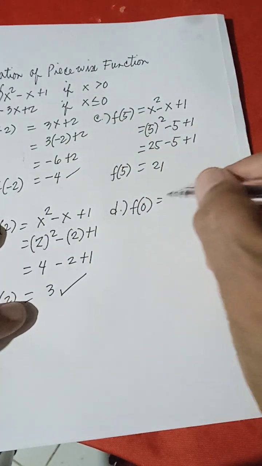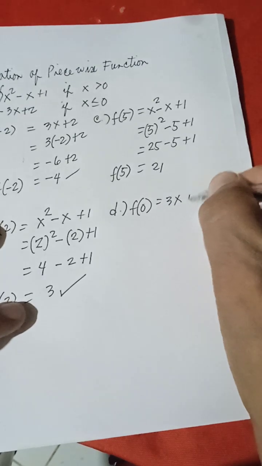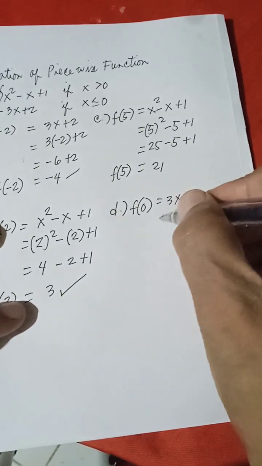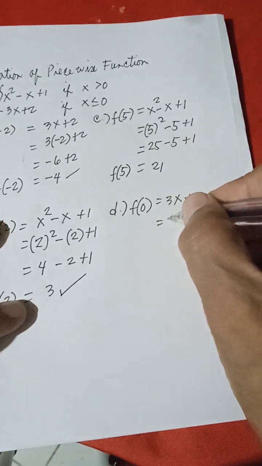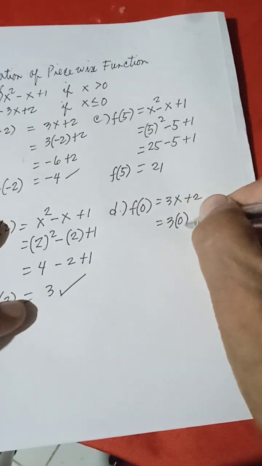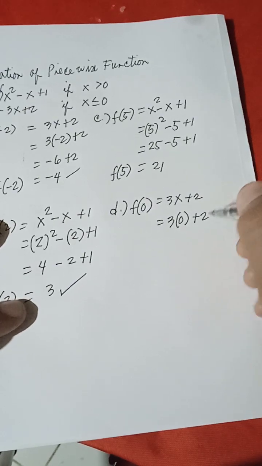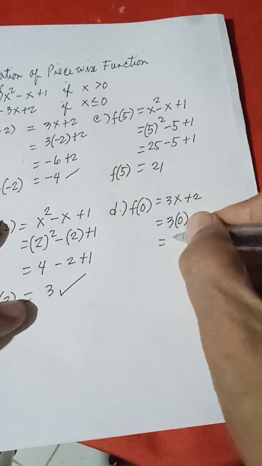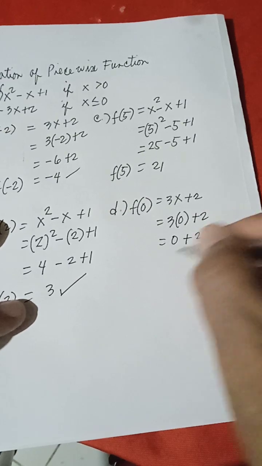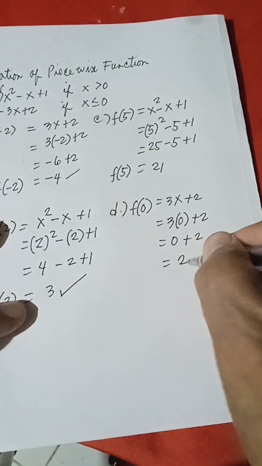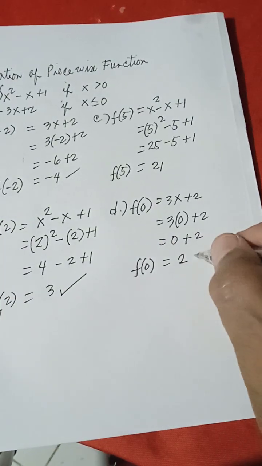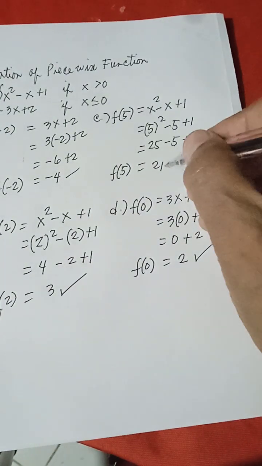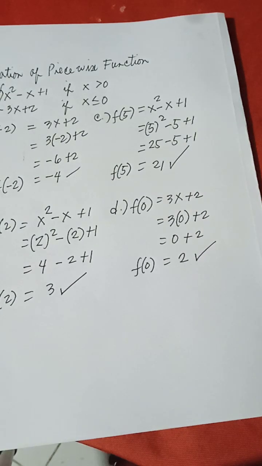So this is 3x plus 2. We plug in 0 to x, so 3 times 0 is 0, plus 2. So 0 plus 2 equals 2. So f of 0 equals 2. So that is how to evaluate a piecewise function.